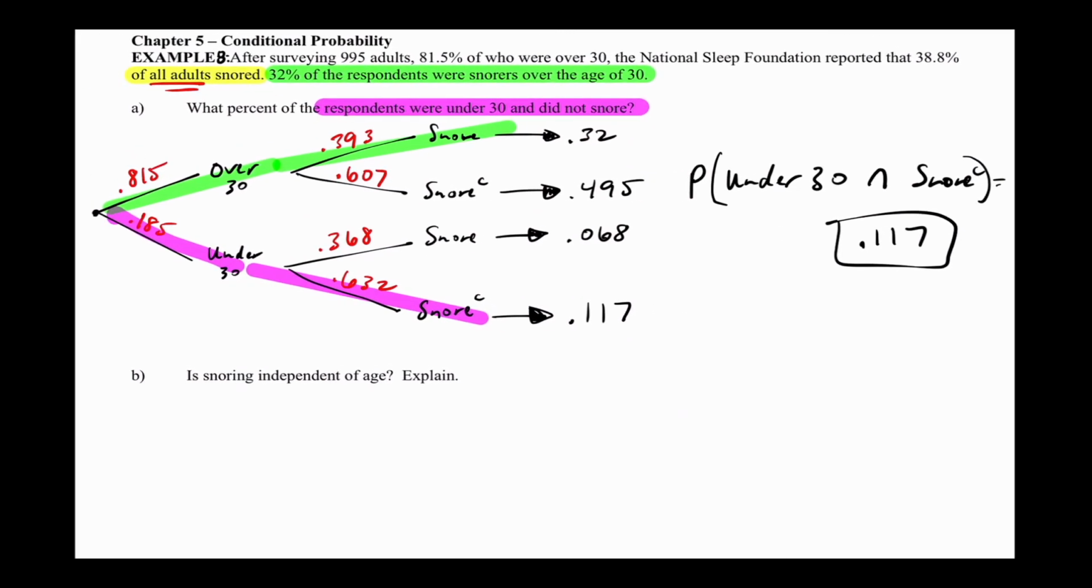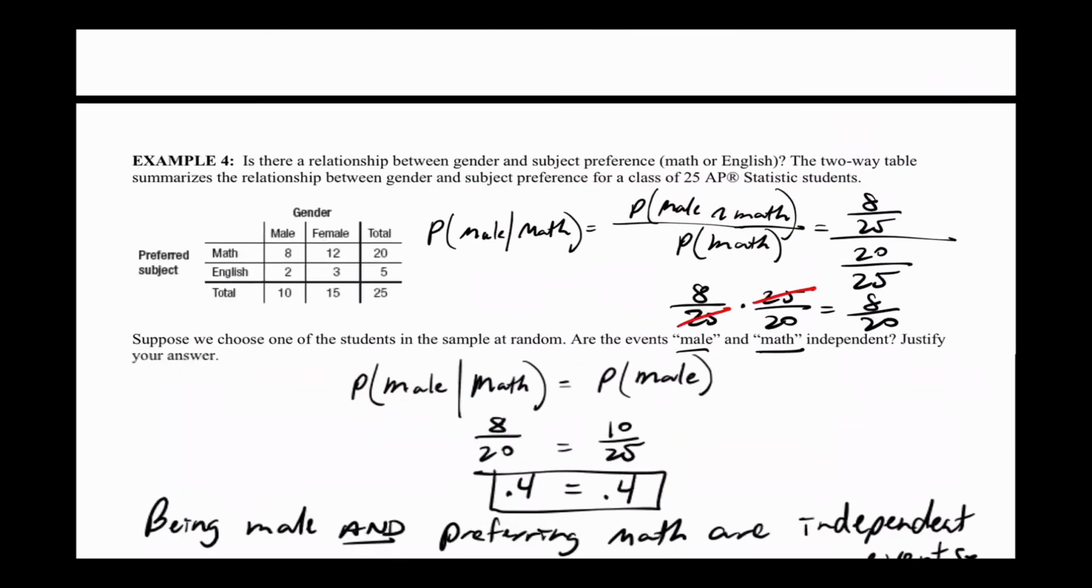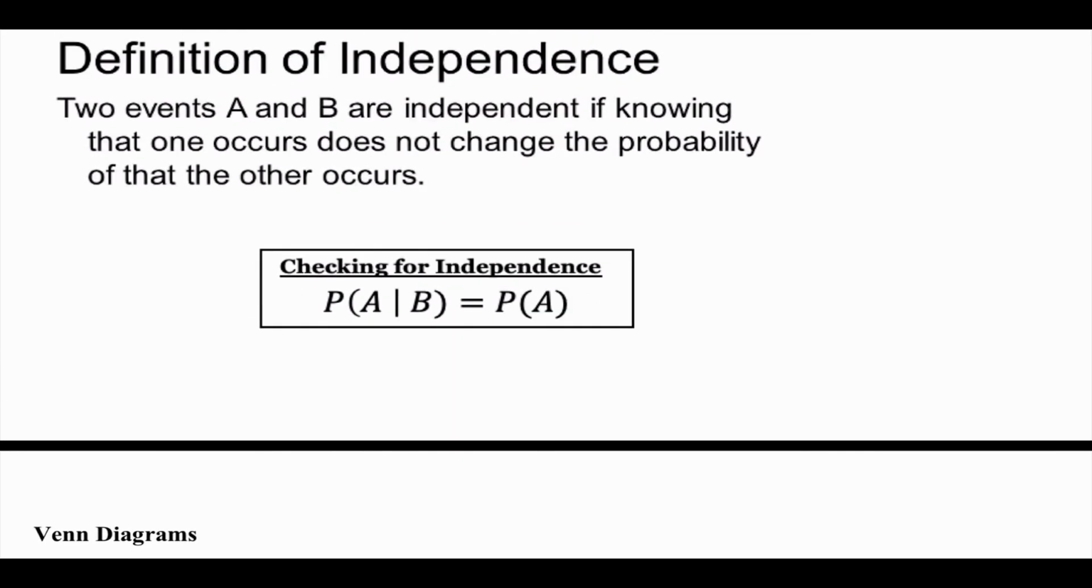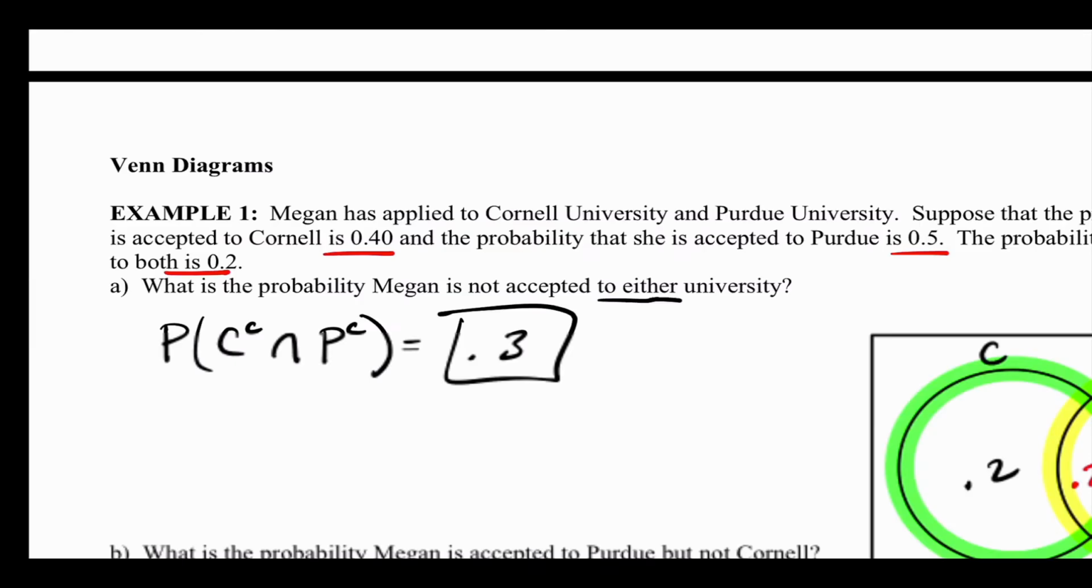Okay, so the last question: are they independent? Are snoring and age independent? For independence, we're going to use the formula we've used before to say whether it is or isn't independent. You have age and snoring. One can be A, one can be B. It doesn't matter which one you use for A or for B, as long as you're consistent. If you choose snoring for A, it's A on both sides. If you choose age for A, it's A on both sides.